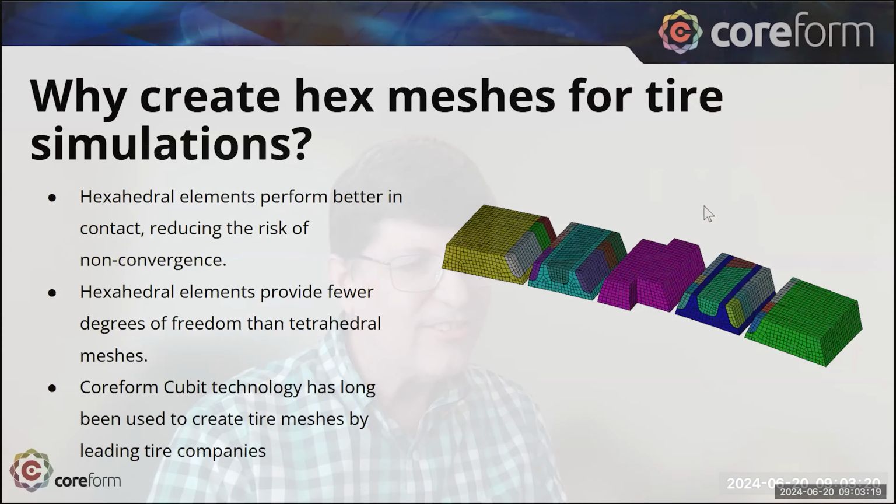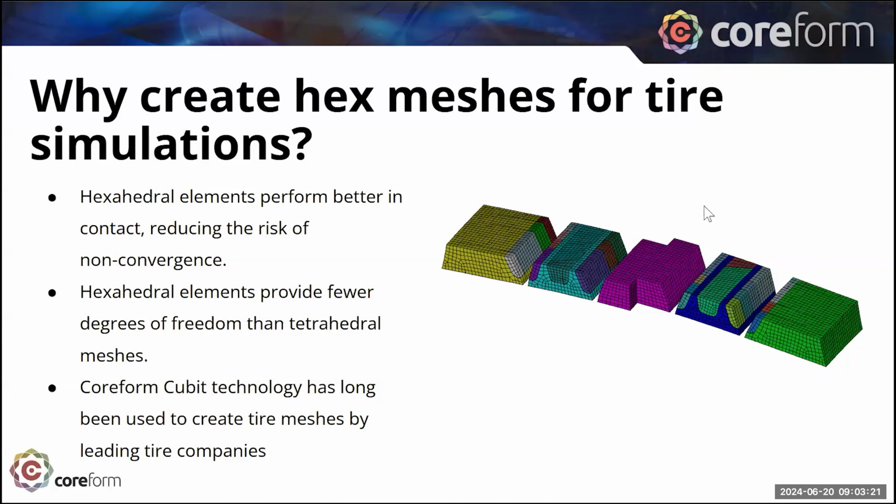Just a little bit of quick motivation. Why do we want to use hex meshes for tires? Tires are rubber, nearly incompressible materials. That presents some unique problems, especially when we're doing contact. And we've seen that hexahedral elements perform better in contact so that your solution actually converges. There's nothing worse than to run a solution for an extended period of time and get no answer out.